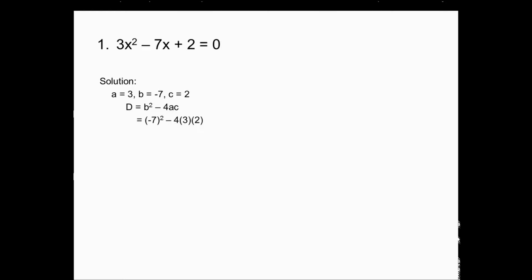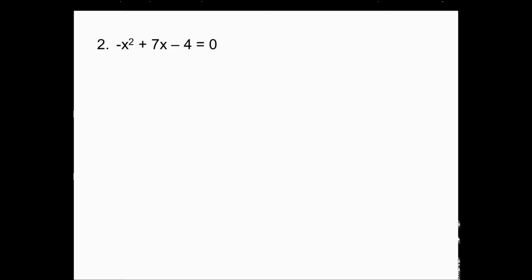Remember the discriminant? That's b squared minus 4ac. Plug in the numbers. I've got negative 7 squared minus 4 times 3 times 2. I get 49 minus 24. It's 25. The discriminant is 25. The discriminant is just a number. Again, you're not solving the equation. You're just looking for the discriminant.